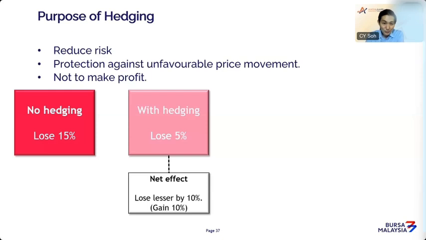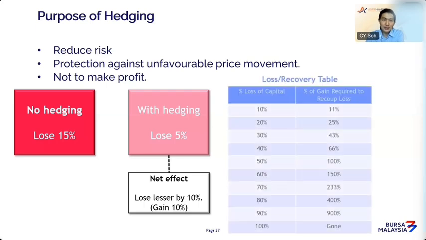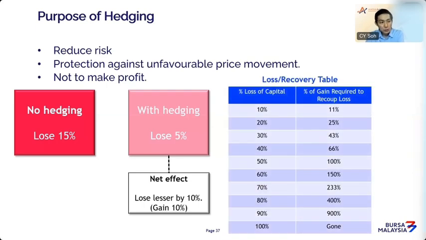Now, if you are still not quite convinced why reducing losses is a good risk management strategy, you can look at this loss recovery table. I believe some of you might be quite familiar with this table. On the left-hand side is how much you lose on your capital, let's say 10%. You need to make an 11% gain in order to break even from your 10% loss.